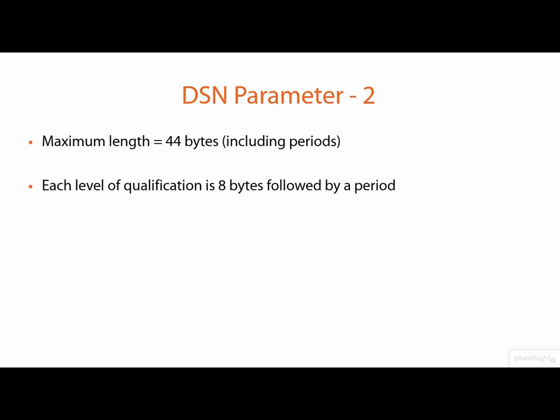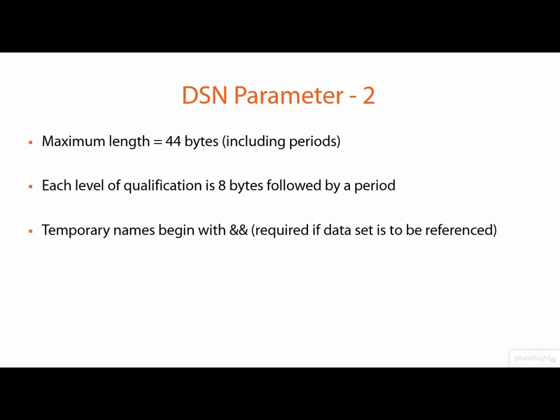The highest level qualifier represents the name that is going to be used within the system's catalog to locate the dataset itself. The temporary dataset names always begin with an ampersand if they are going to be coded for reference. If we simply want a system-generated temporary dataset name, we don't have to code the dataset name parameter at all. However, the restriction there is that we cannot refer to that dataset name in any subsequent steps within the job.